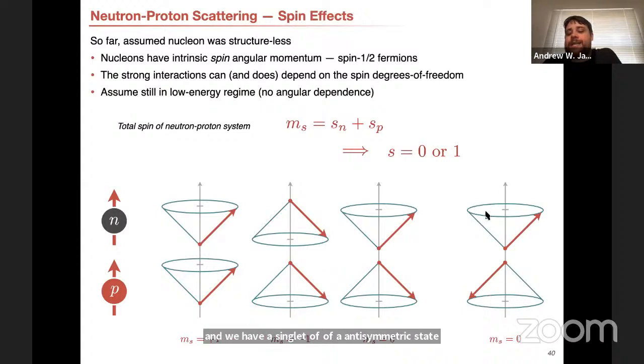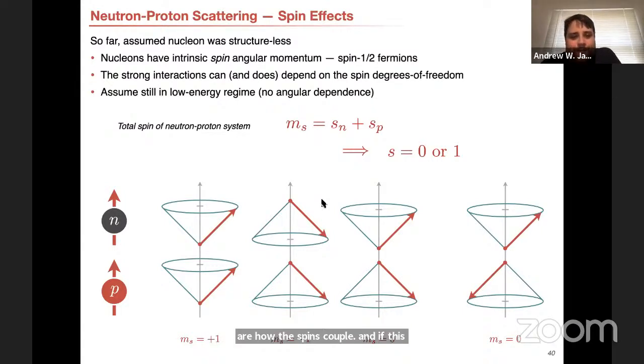So we will label the singlet by a total spin 0, and we will label the triplet by a total spin 1. All right, so this is our spin 1 state, our spin triplet state, and this is our spin singlet state, our spin 0 state. So these are how the spins couple. And if this is too much for you, I apologize.